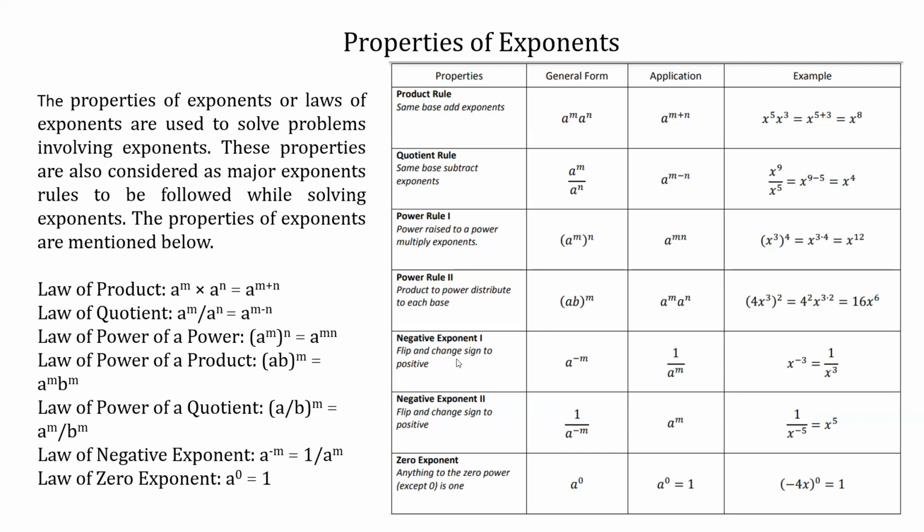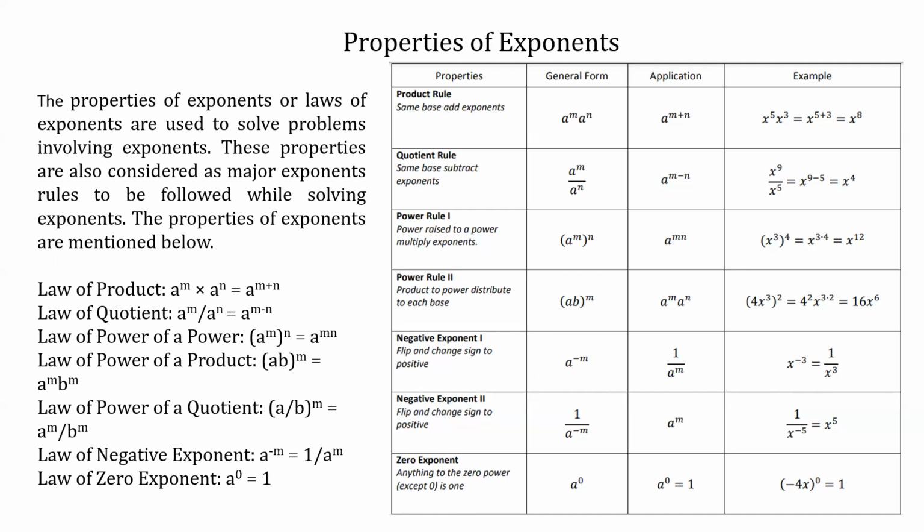Next law is the negative exponent property. Negative exponents are the reciprocal of the positive exponents. So, for example, x to the power negative 3 is equal to 1 over x to the power 3. And the last expression is the zero exponent property.